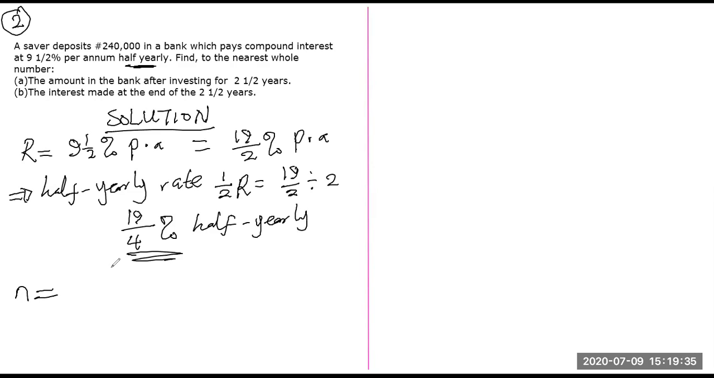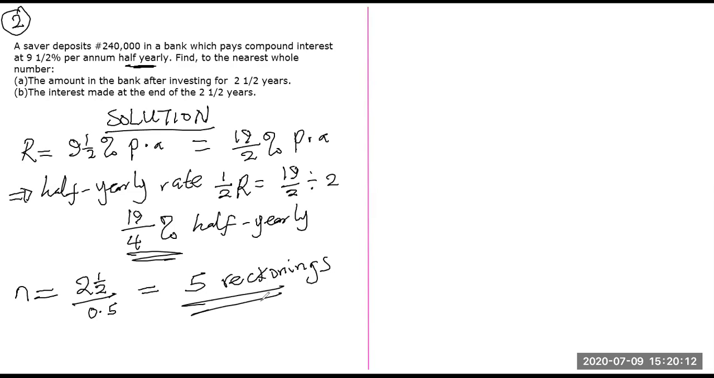Okay, so in 2.5 years, how many halves can you find? Of course, 1 year will give us 2 halves, another year gives another 2 halves, making it 4 halves, and the other half makes it 5 halves. So this is N in years, but in accordance with half yearly, we divide by 0.5 year, because half yearly means 0.5 year, and of course you're going to have N equals 5. So this is 5 reckoning. They're going to record 5 times within 2.5 years. So that is N here.